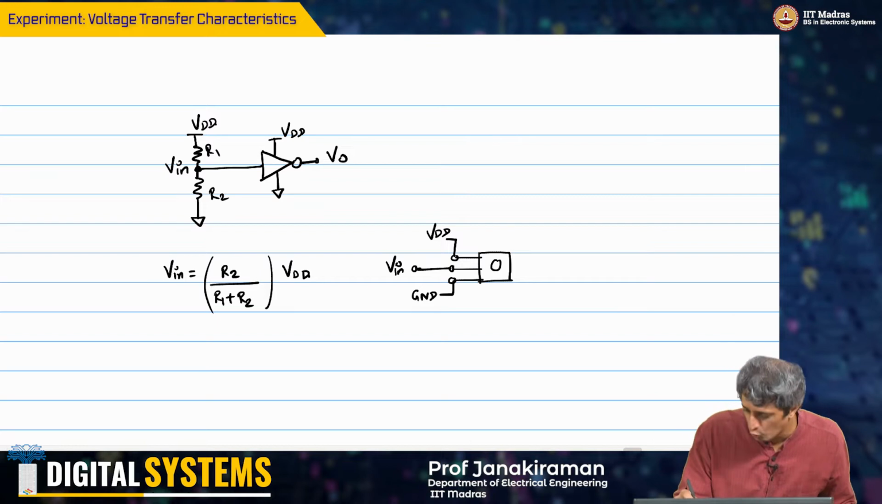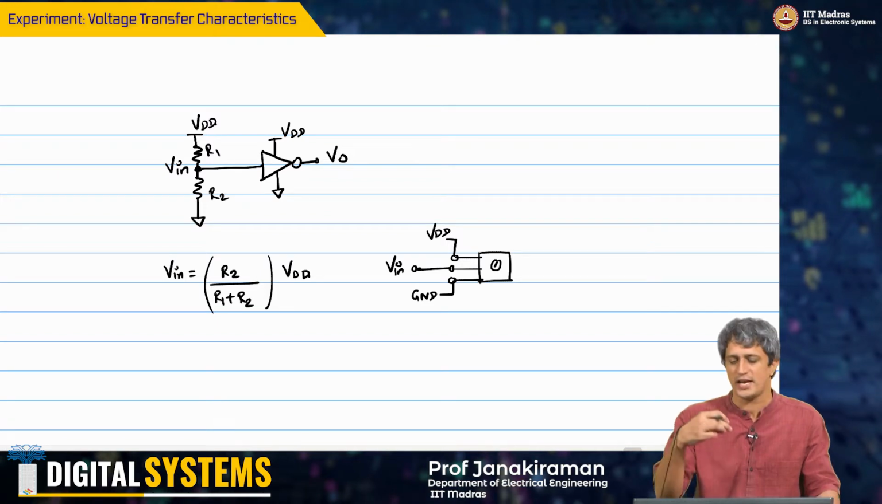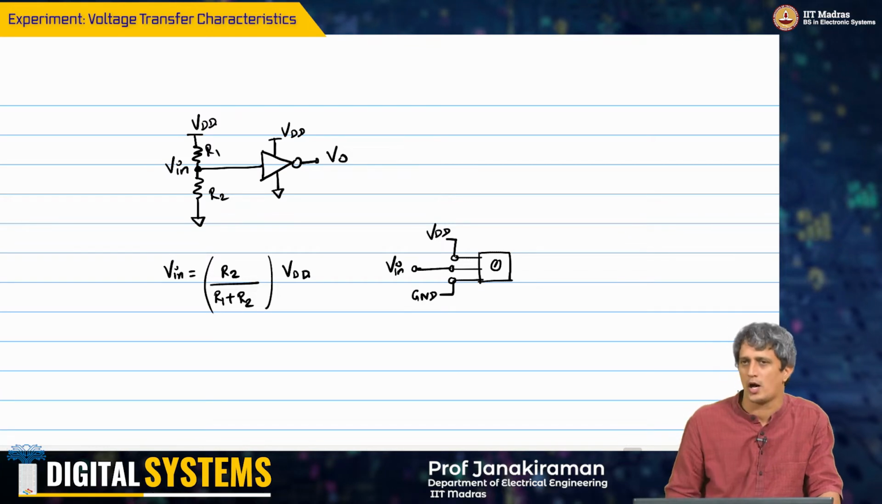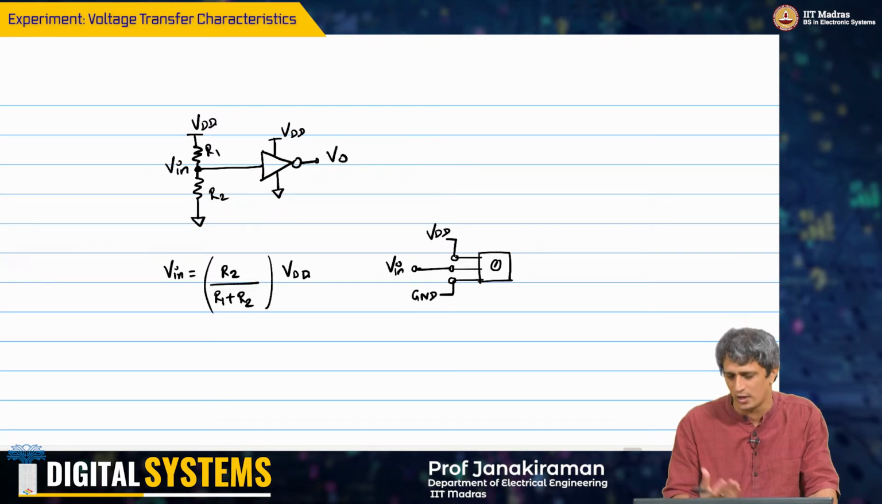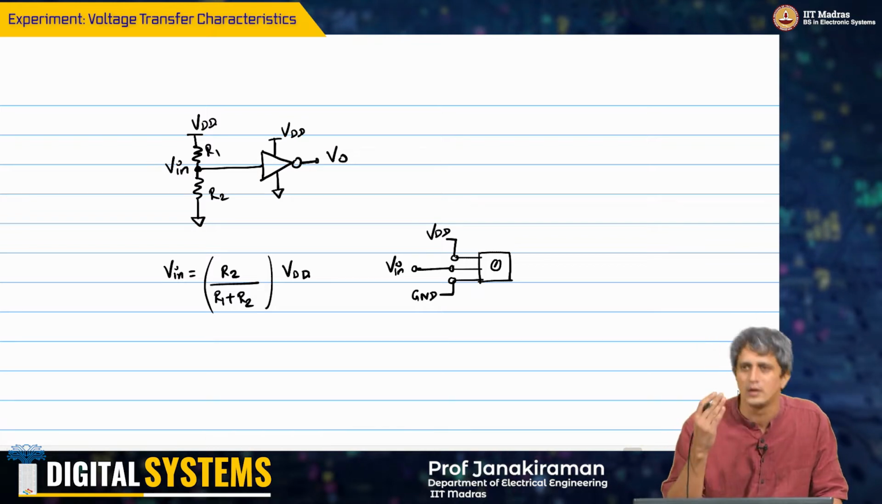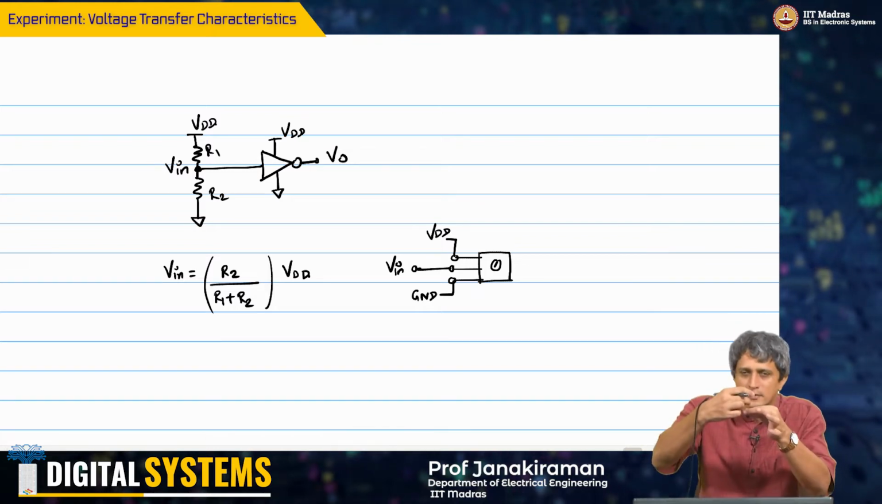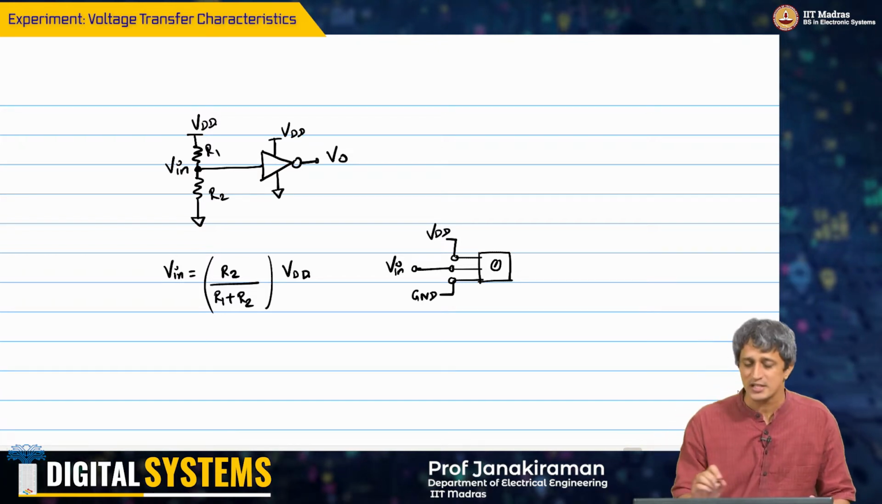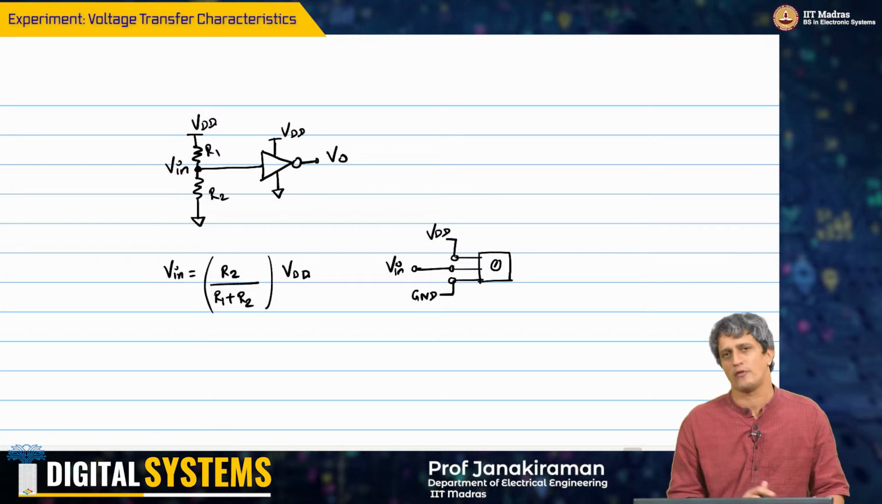So there is a screw here. If I change the screw, then the resistance R2 will change with respect to R1, with respect to the total resistance R1 plus R2, and you will get a different voltage for every position that I keep the screw in, right. So this is the fundamental thing that we are going to do.